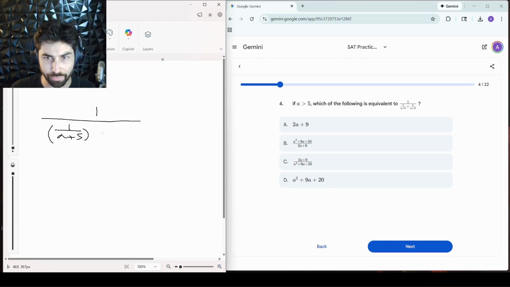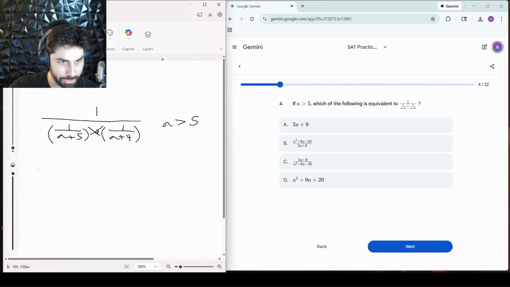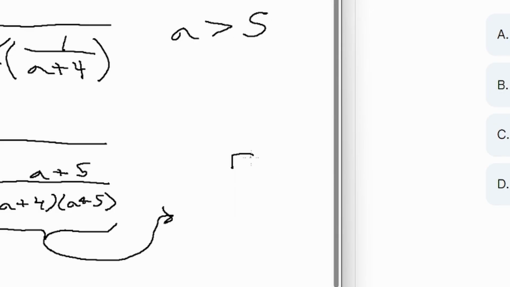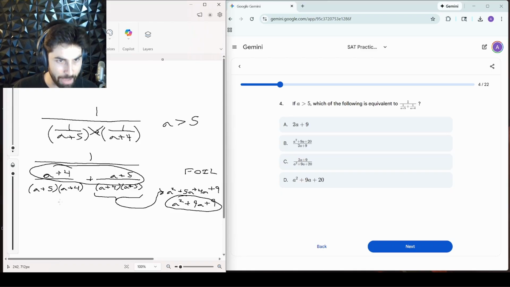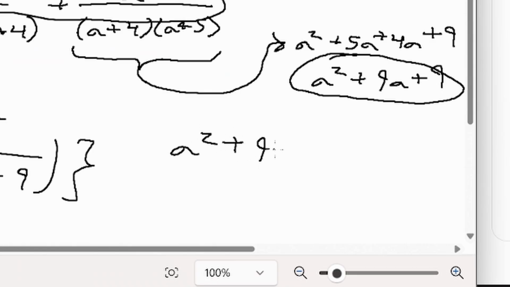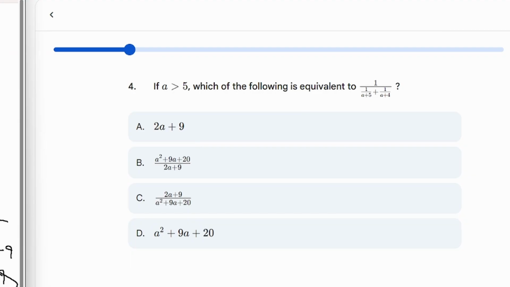1 over a plus 5 plus 1 over a plus 4. All right, so basically, to add these, you need a common denominator. So I'm gonna cross multiply like this. I just have to combine them. Foil, which is a squared plus 9a plus 9. So that's what's in the bottom, and then the top is gonna be these two added. I'm making a mess. So a squared plus 9a plus 9 divided by 2a plus 9, which is this.